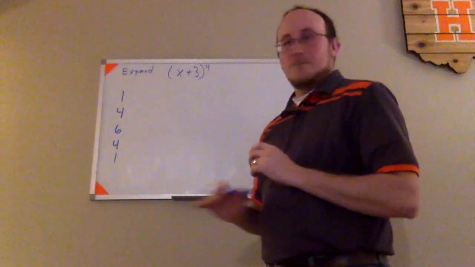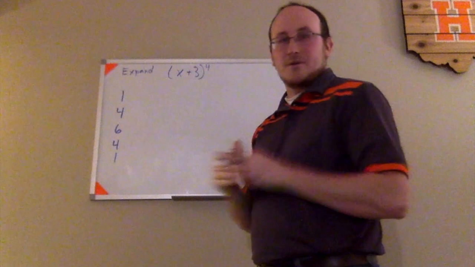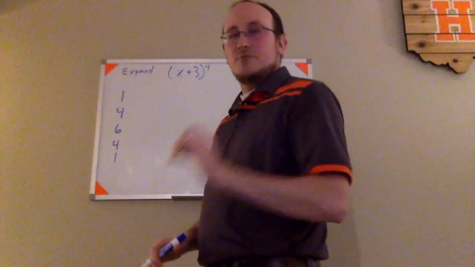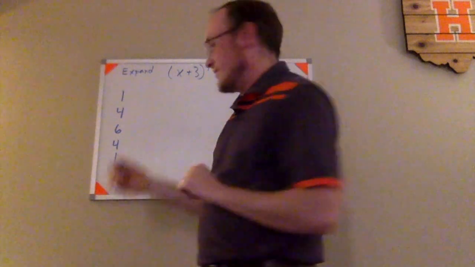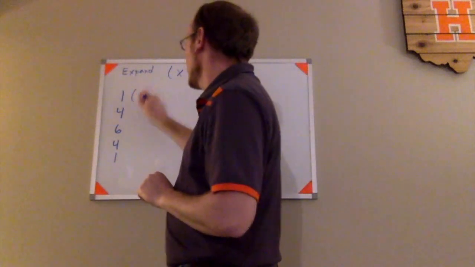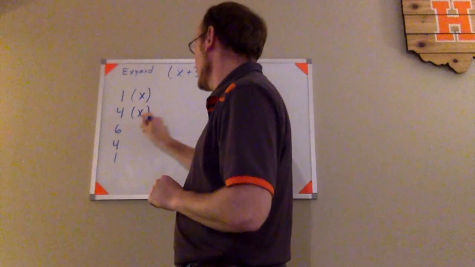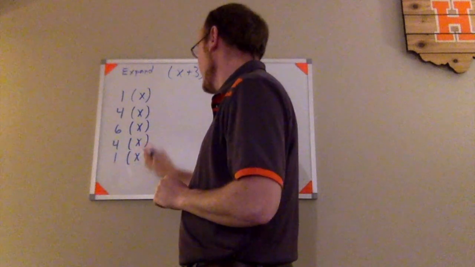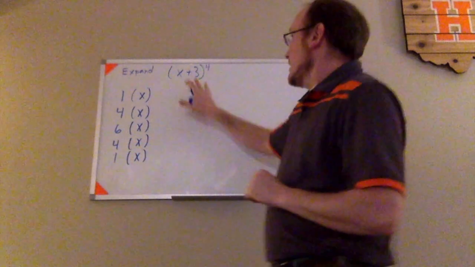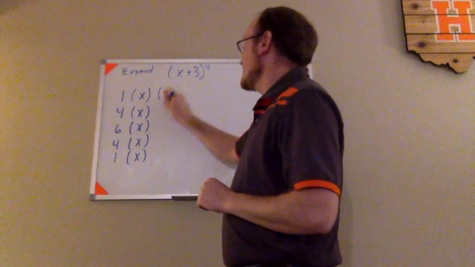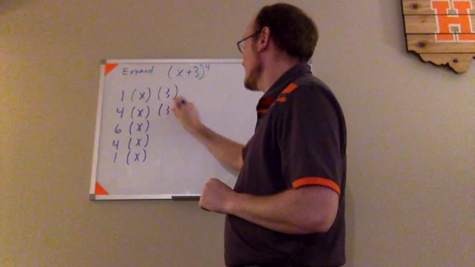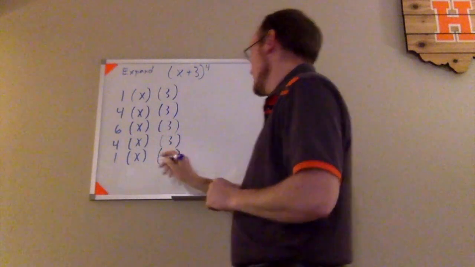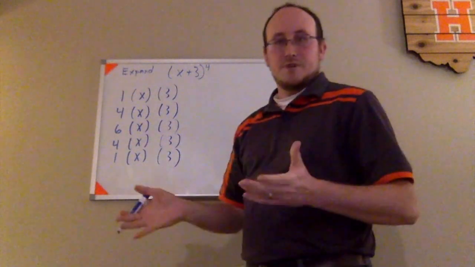Now what I'm going to do is take the two pieces of the binomial. There's an x and there's a positive 3. And I'm going to write those after each one of these coefficients in parentheses. So I'm going to put an x in parentheses after each one, and then I'm going to put a positive 3 in parentheses after each one. Those are the two pieces of this binomial.